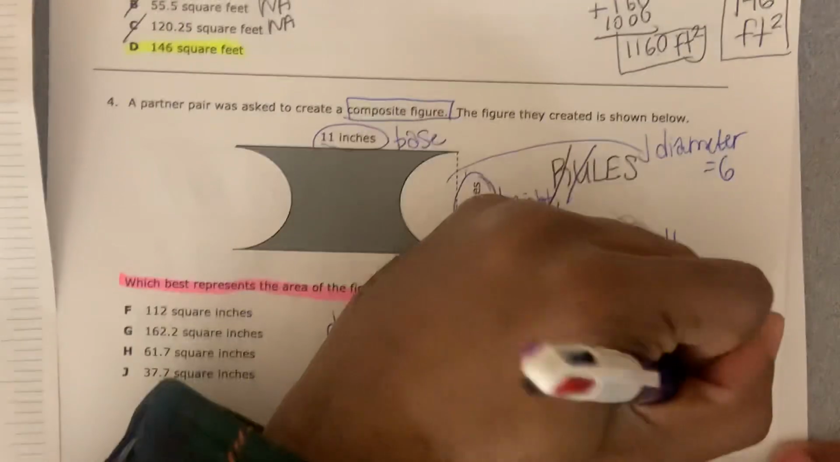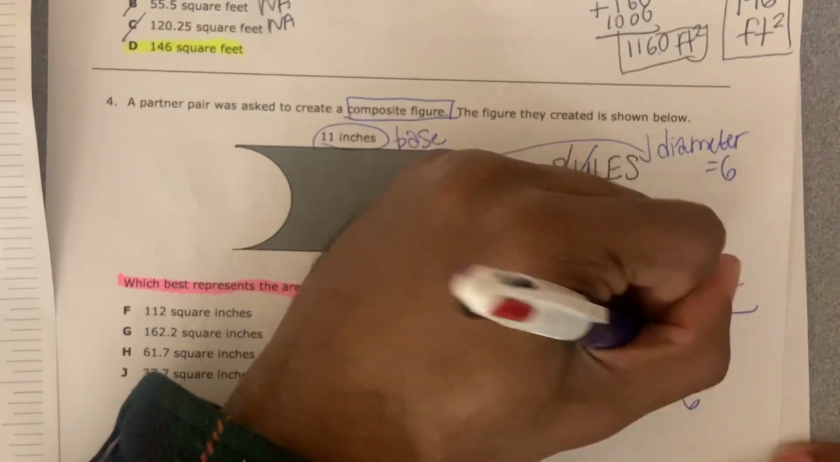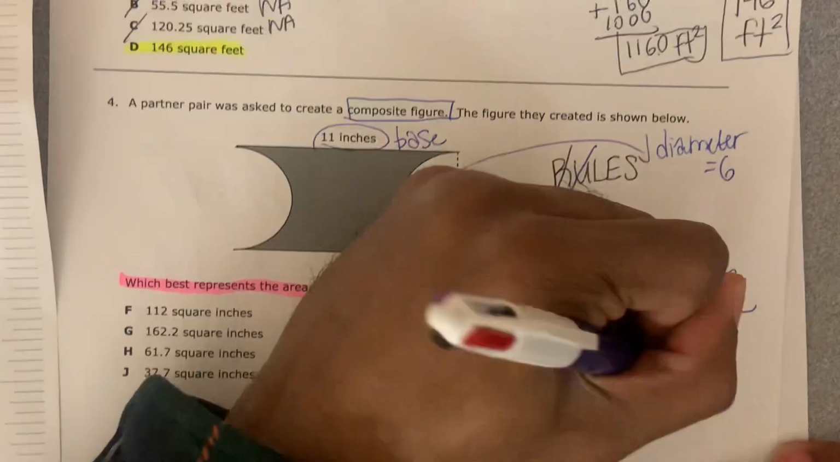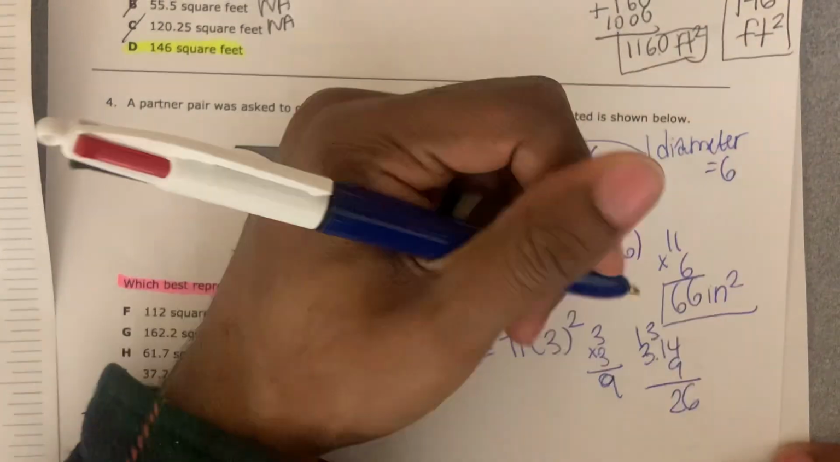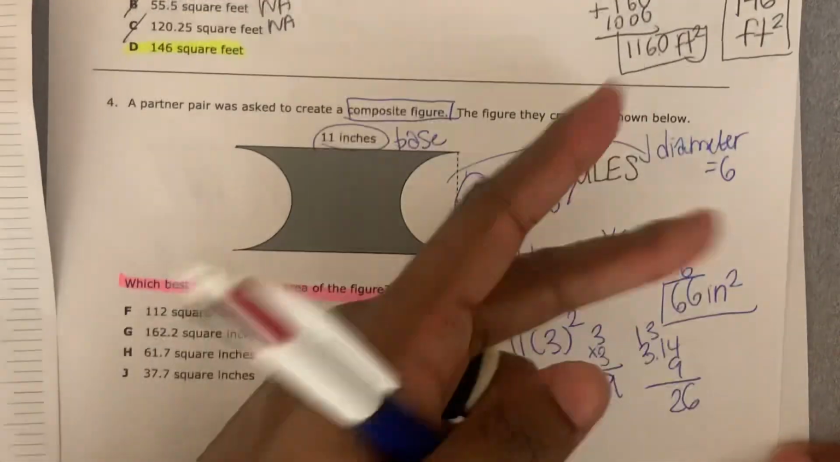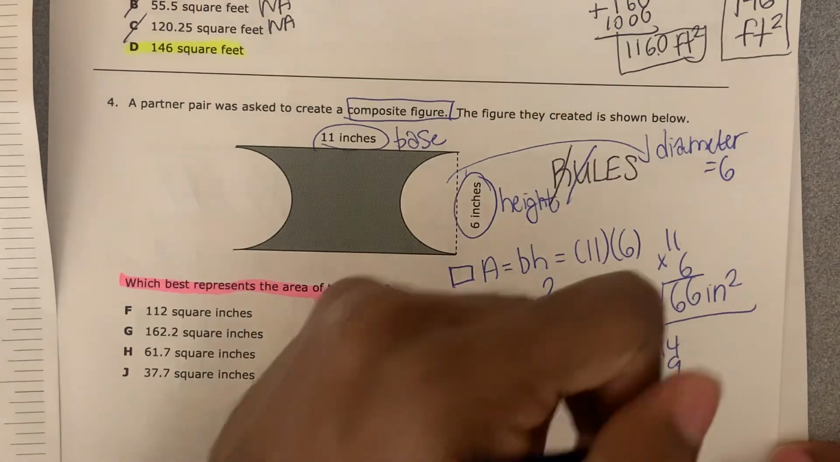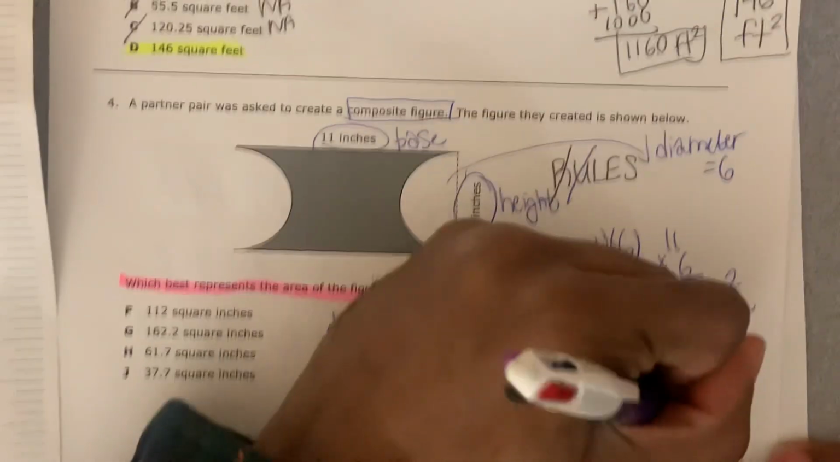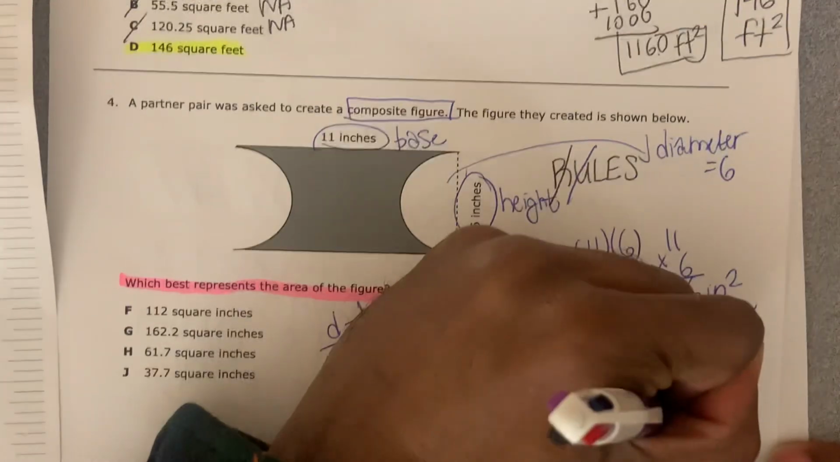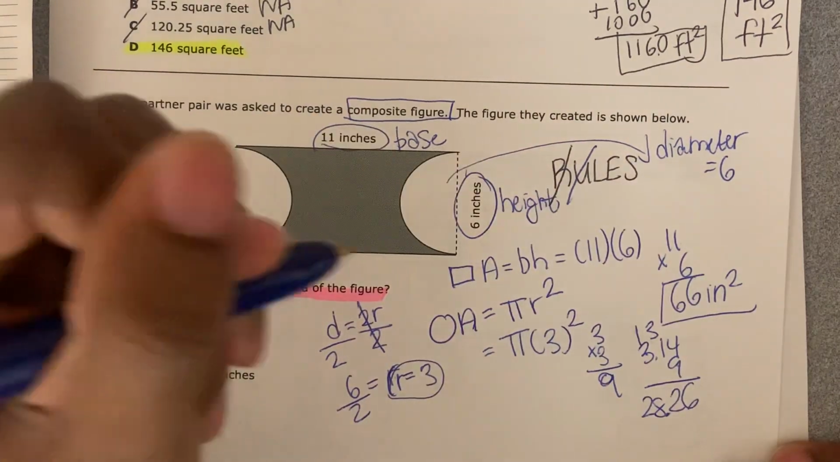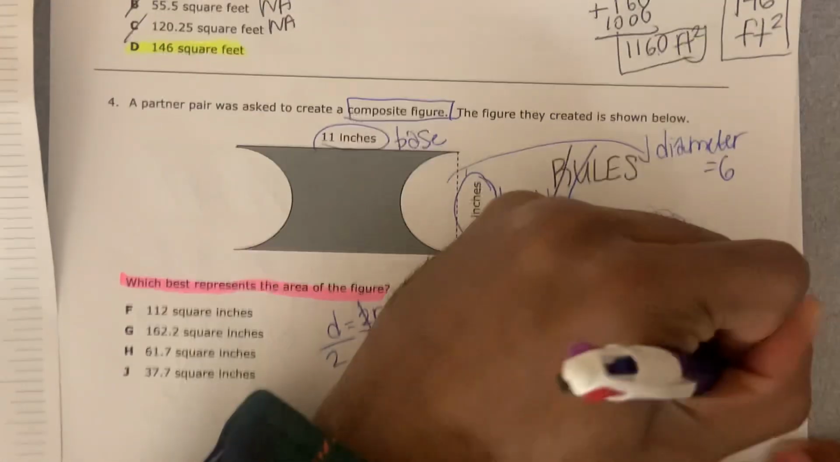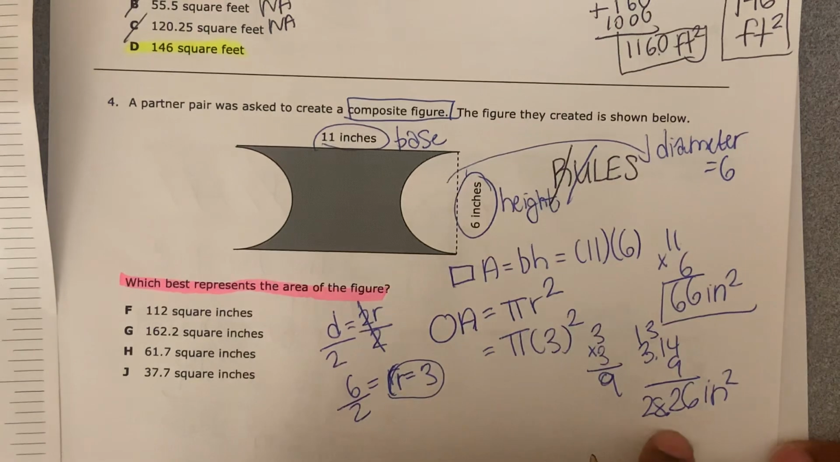4 times 9 is 36. 9 times 1 plus 3 is 12. Carry the 1. 9 times 3, 9, 18, 27 plus 1 is 28. Bring our decimal down. So 28.26 inches squared. Now, we're not done yet.